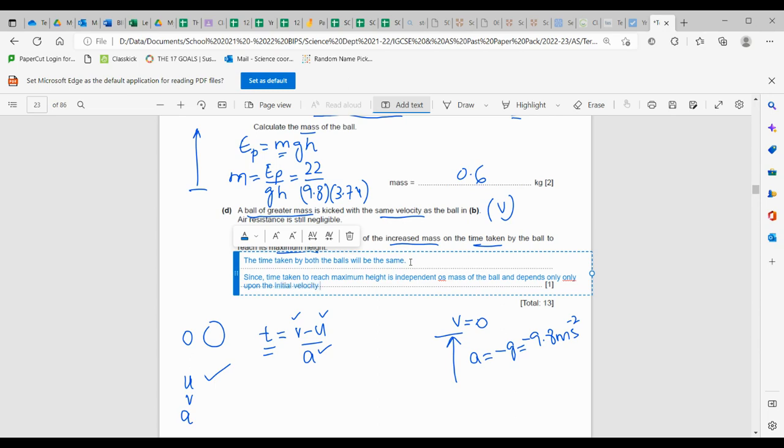I'm only mentioning initial velocity here as final velocity will always be zero and acceleration due to gravity will always be the same value as long as there is no air resistance. And then in bracket we can write down the formula that time is equal to v minus u divided by a. Since time taken to reach maximum height is independent of the mass of the ball and depends only upon the initial velocity, therefore the time will be the same for both balls. And that is the end of the question.